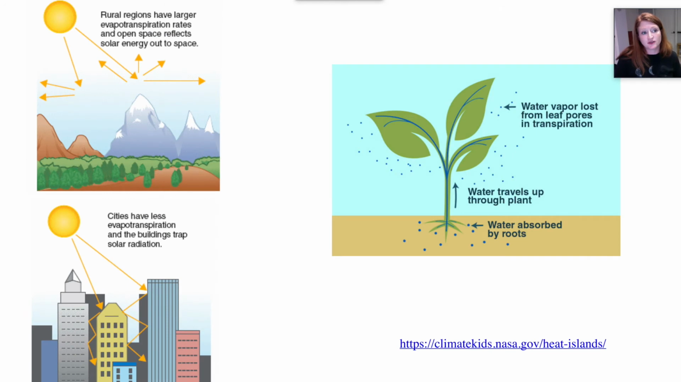Similarly, plants do this. Plants absorb water as well, so the air that's released from a plant is cooler, so it cools the air around it. There are less plants in cities, which means that you don't get this cooling effect.